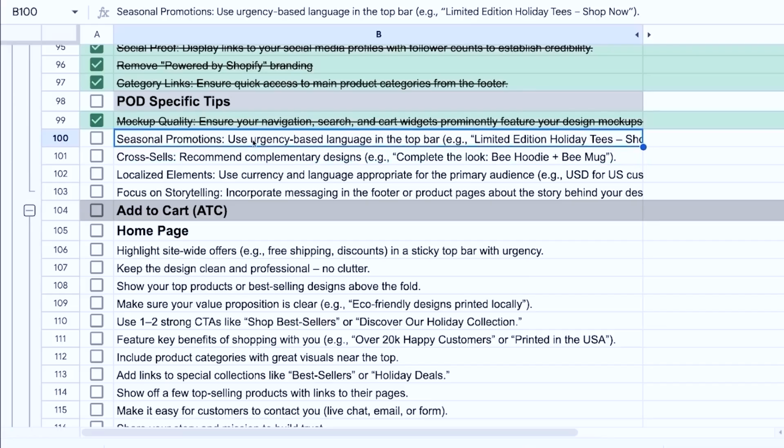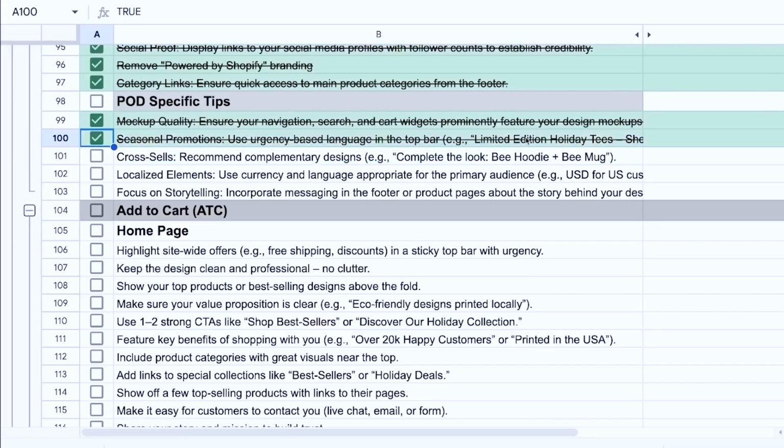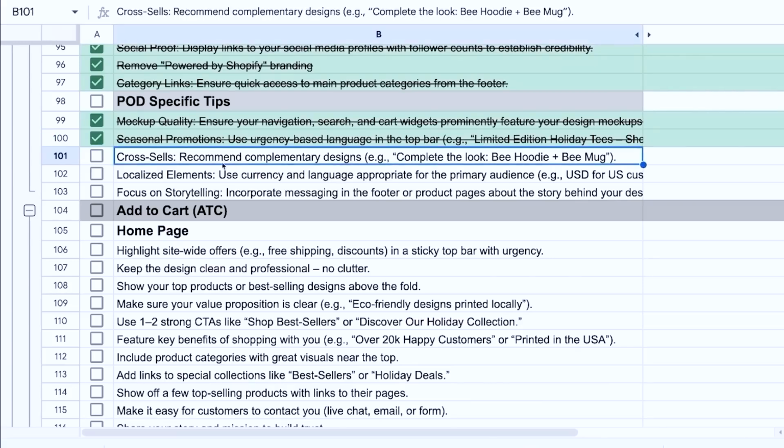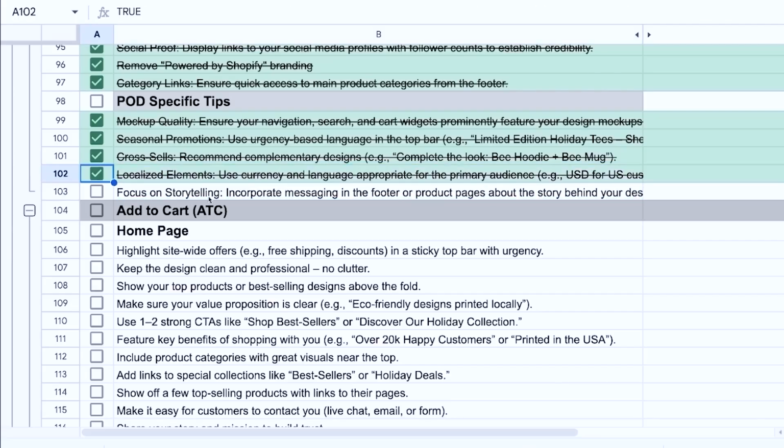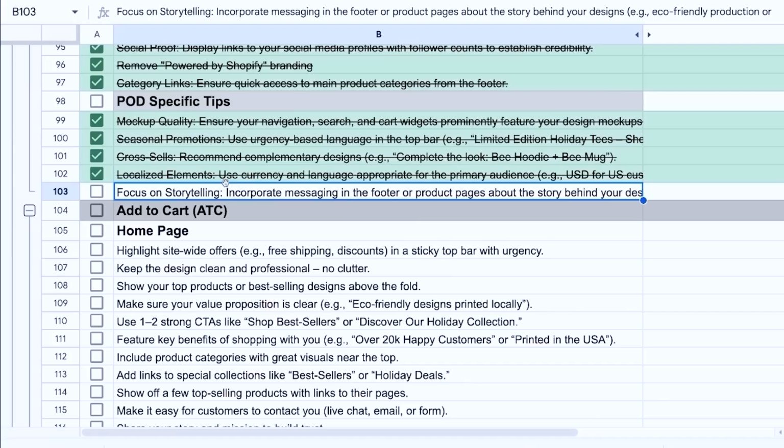Seasonal promotions, use urgency-based language in the top bar. So if you're running like a Black Friday sale or holiday sale or something of the sort, you can add that in addition to the free shipping bar. Then cross sells, recommend complementary designs, and localized elements, use currency and language appropriate for the primary audience. This we do once you've passed 10K in sales and you want to add on international. And we cover how to set that up.